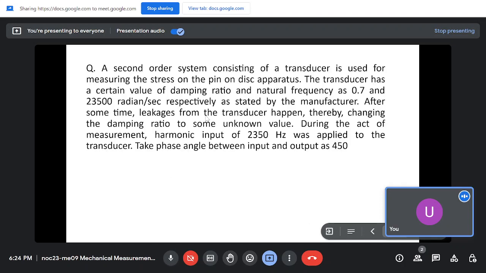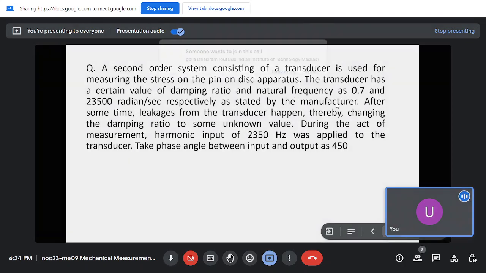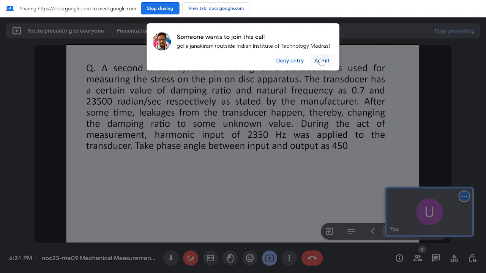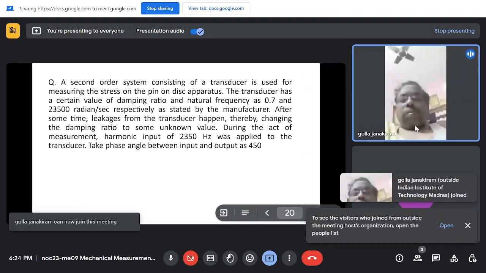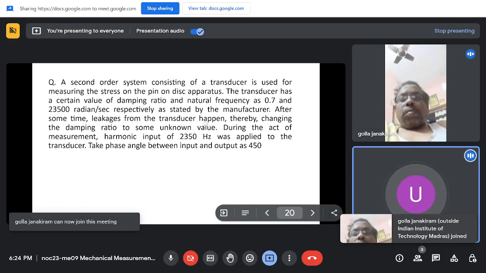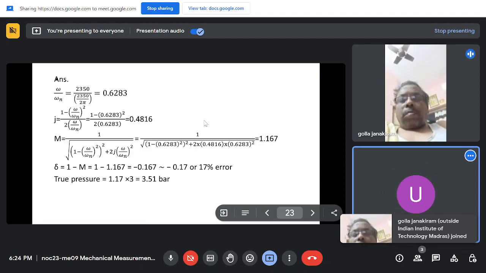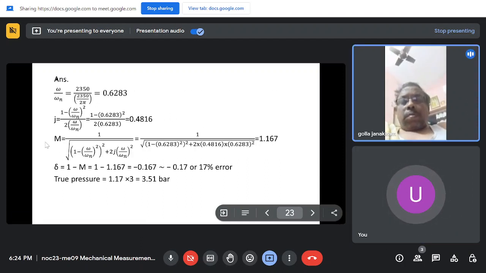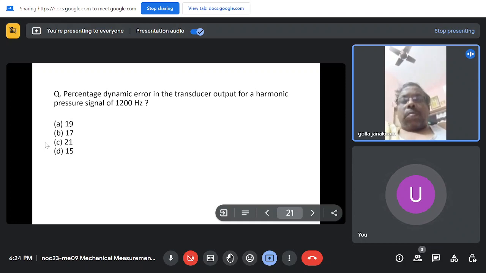From the question, the manufacturer provided a damping ratio of 0.7. The damping ratio has reduced to 0.4816. So the question says we have to find the percentage dynamic error.